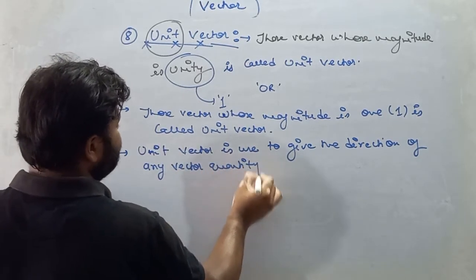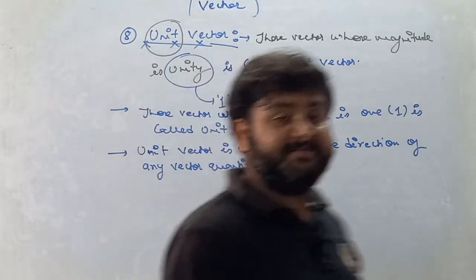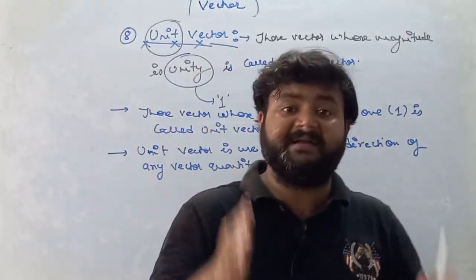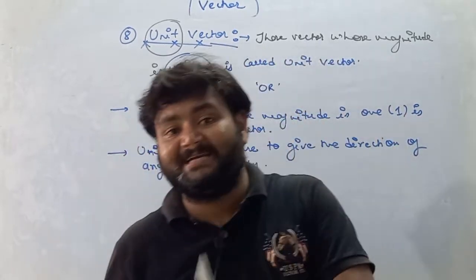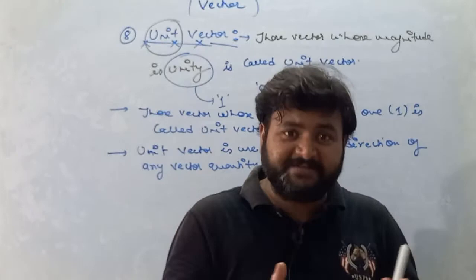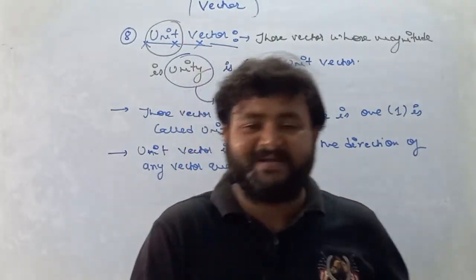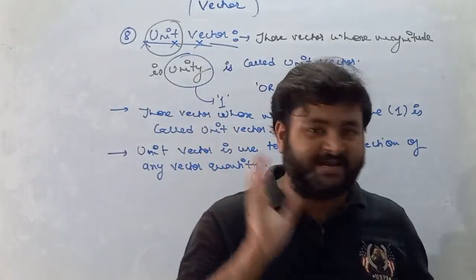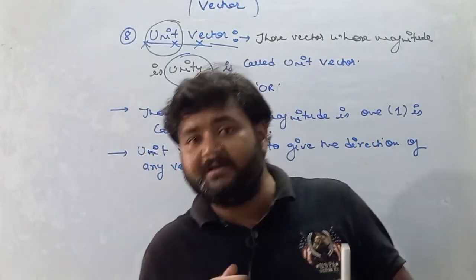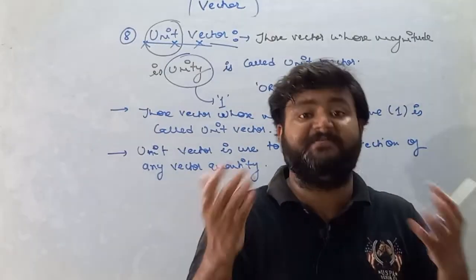So you have to remember, my dear student, unit vector is only used to give the direction, nothing else. Unit vector is only used to give the direction of any vector quantity. So a unit vector is basically a vector whose magnitude is 1, or we can say unity, and these types of vector are only used to give direction of any vector quantity.